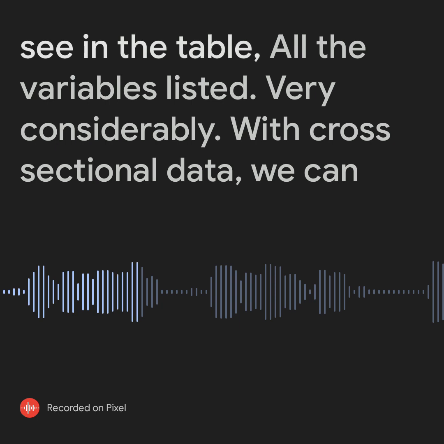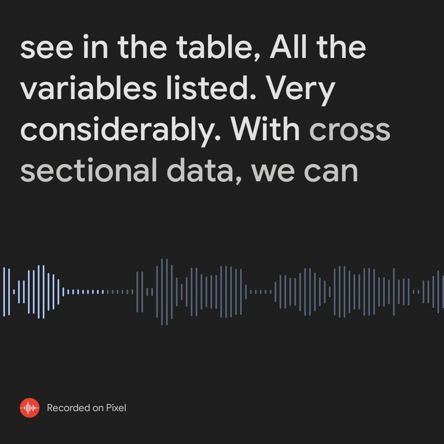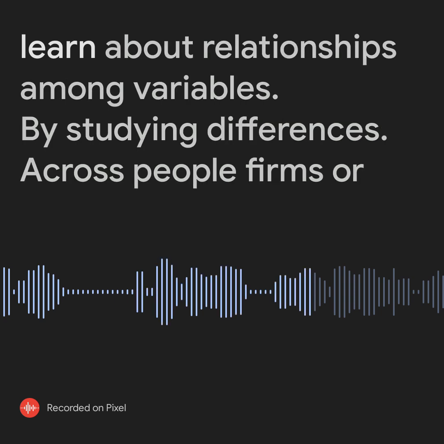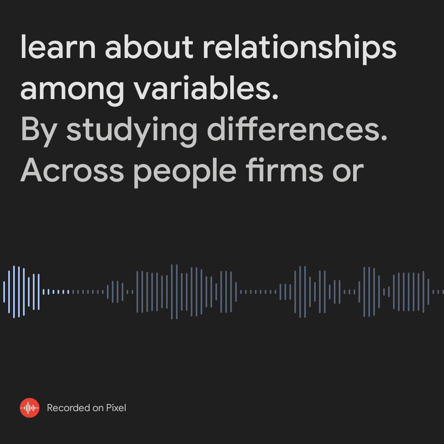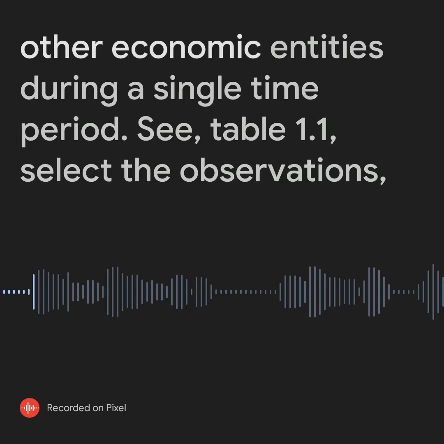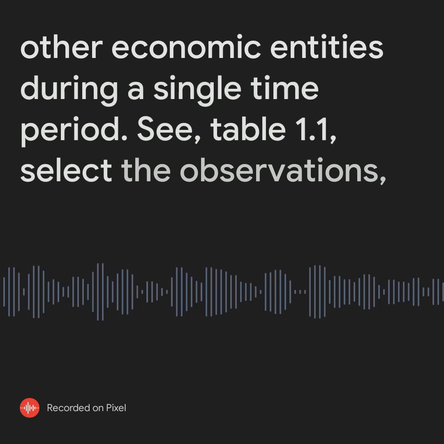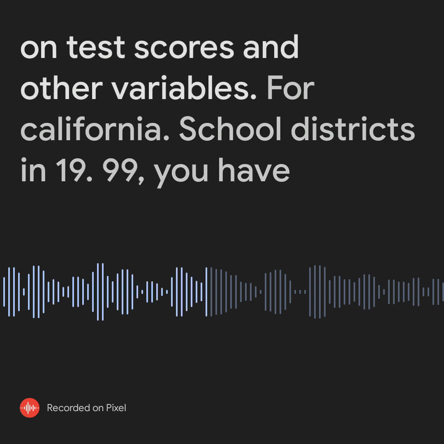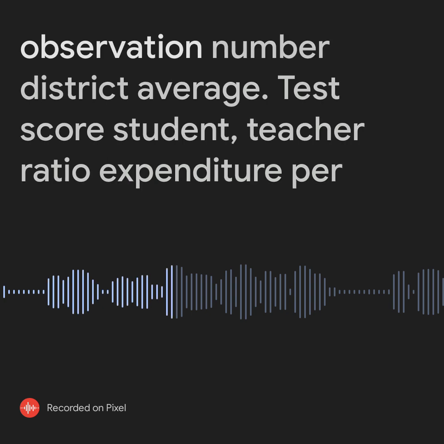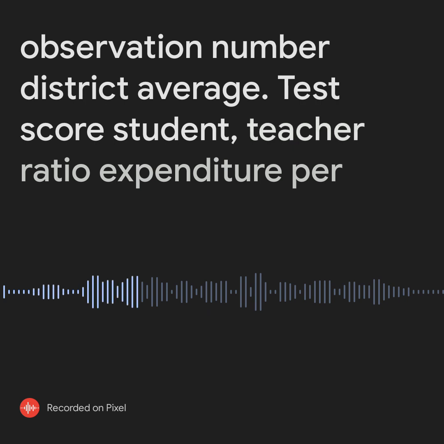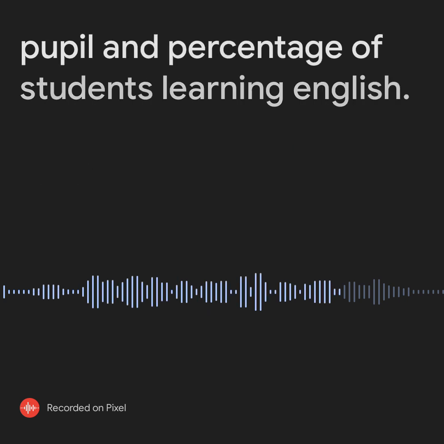As you can see in the table, all the variables listed vary considerably. With cross-sectional data, we can learn about relationships among variables by studying differences across people, firms, or other economic entities during a single time period. See Table 1.1, selected observations on test scores and other variables for California school districts in 1999. You have observation number, district average test score, student-teacher ratio, expenditure per pupil, and percentage of students learning English.